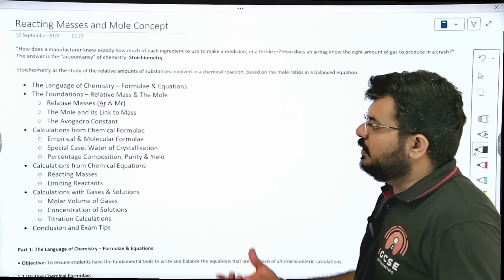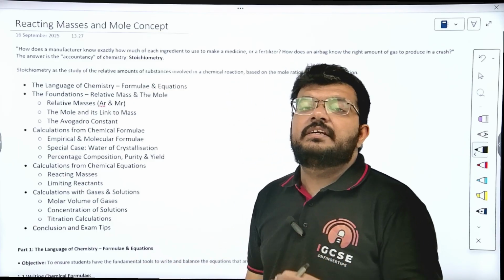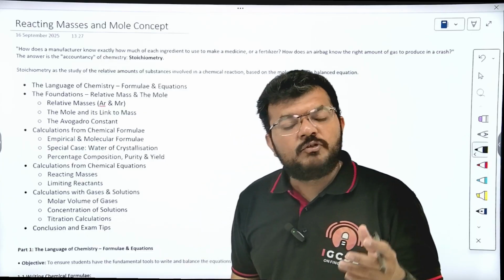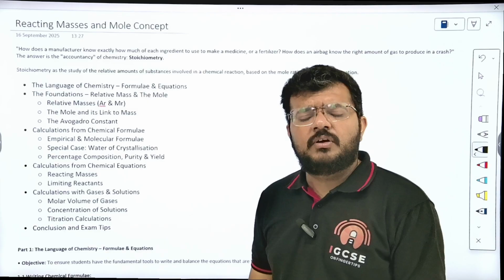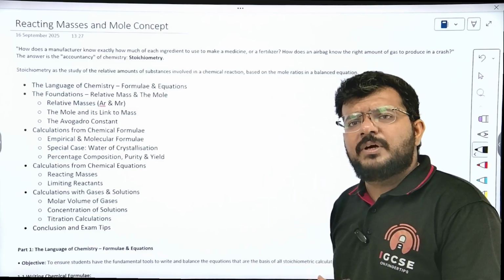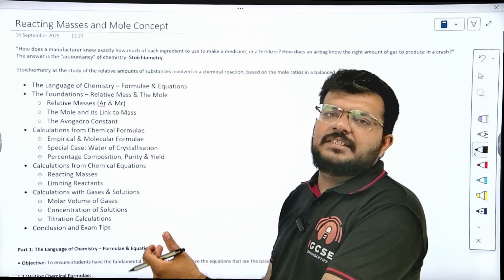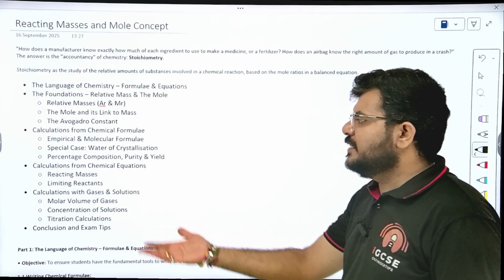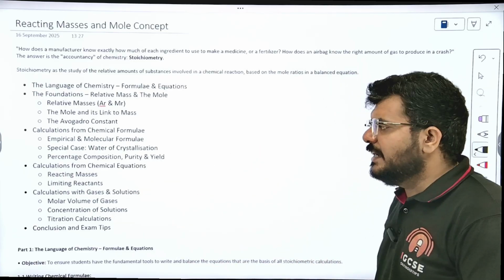Now special case was water of crystallization. This is a repeatedly asked question. Generally the value of x is 7. If you have already practiced this chapter or questions from this chapter, you might already know this, that you get questions in multiple where the value of x is 7, right? So we'll look at a few examples like that, and as I said, percentage composition. With it we will also understand purity and yield.